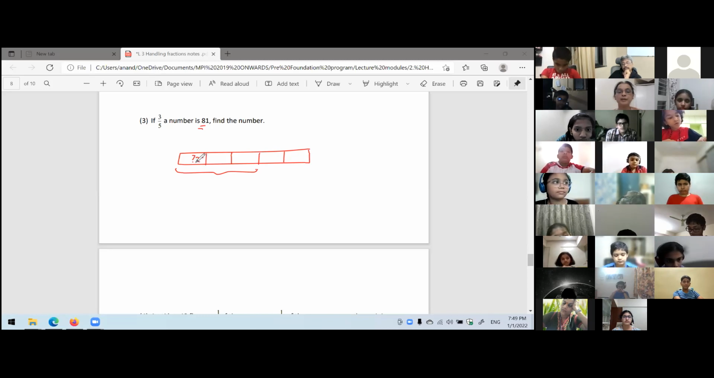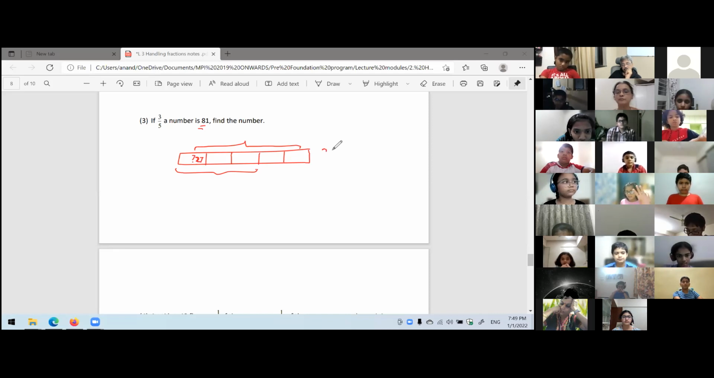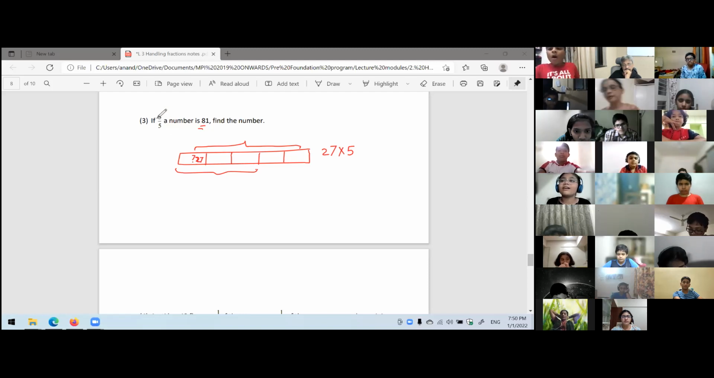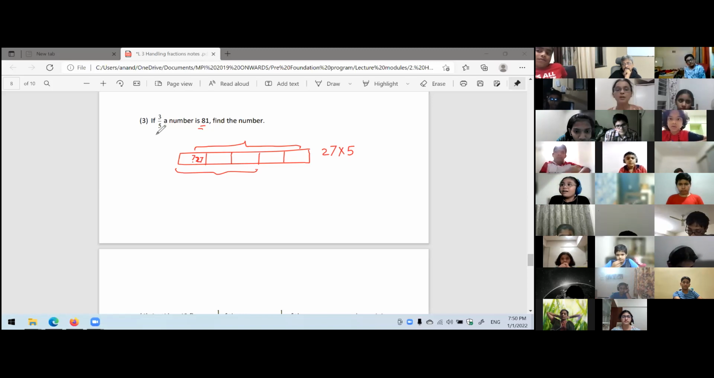And if my 1 part is 27, can I find how many will be 5 parts now? 27 into 5. So 3 parts is 81, 1 part will be 27, and I want the full number. Means I want 5 by 5. We've seen that when n and d are the same, it is 1 whole. So I first divided by 3 and then multiplied by 5.